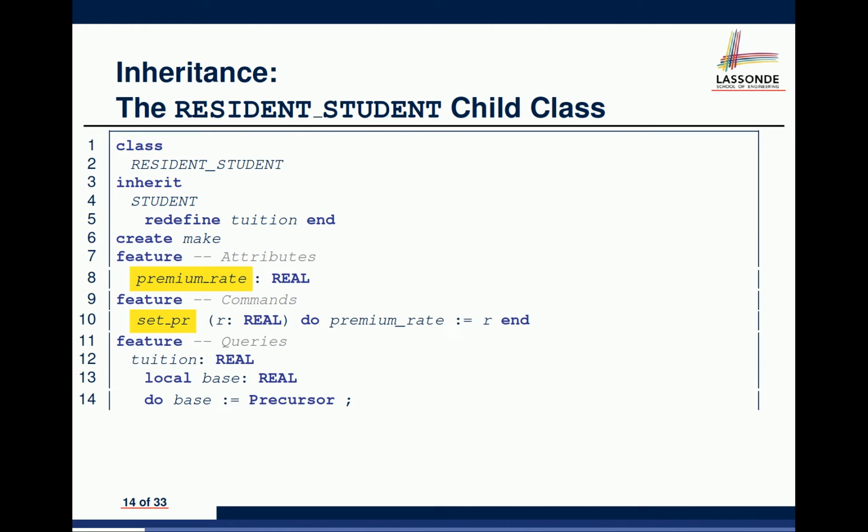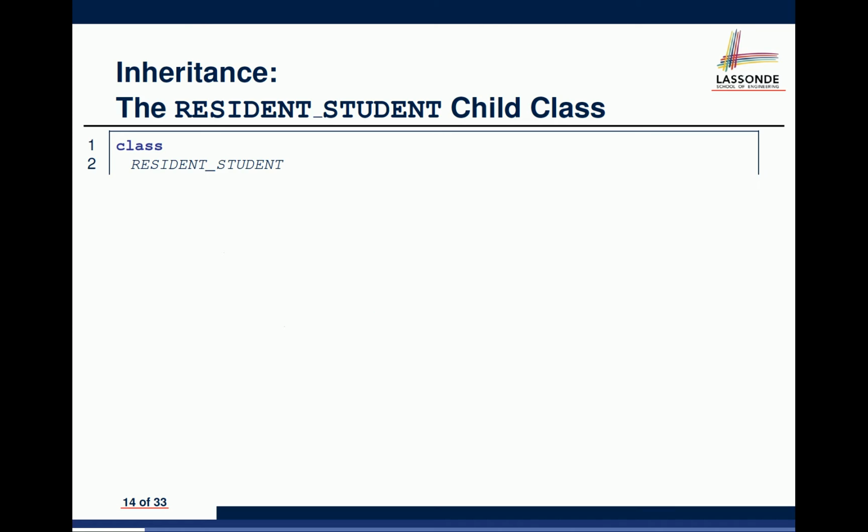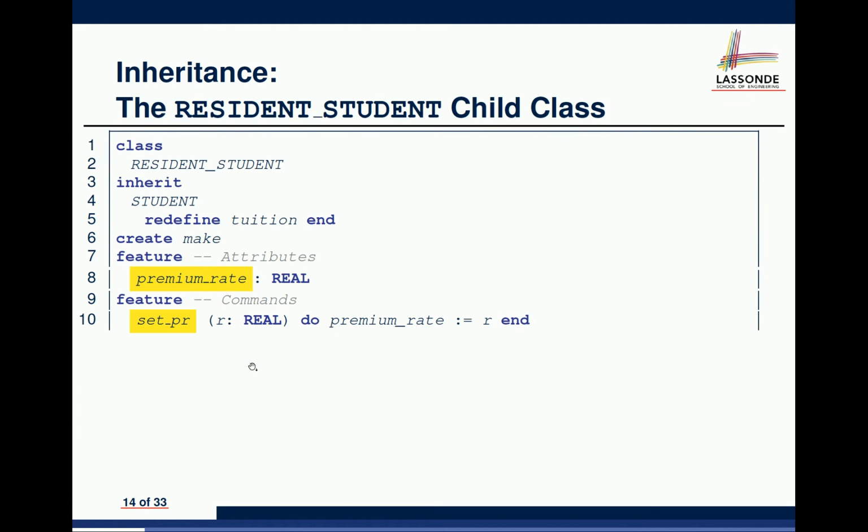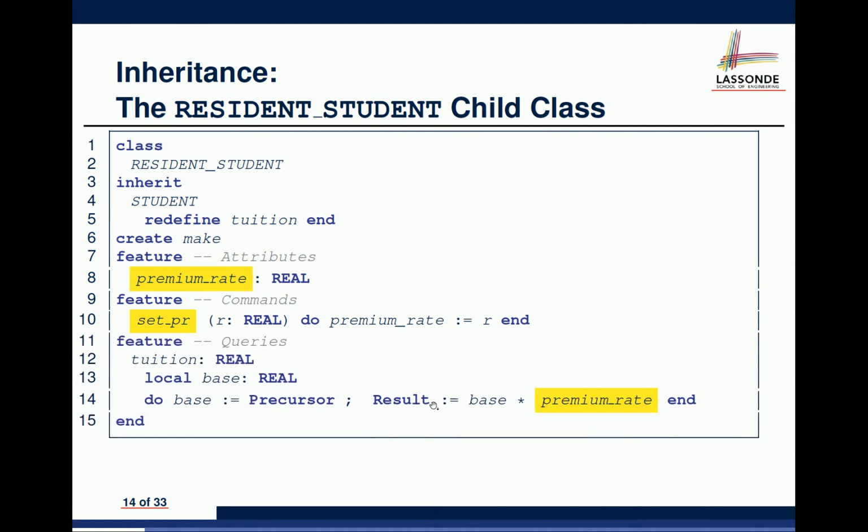So now you can see this is a keyword you may have to use later for your developments. It's called precursor. What precursor means is I want to call the version of this particular query, which in this case is going to return a real. Which version am I going to call? The superclass. I'll just go back to the superclass and call this particular tuition. Call that first, that's the common part. And after I have done that, I'm going to apply something extra that's specific to the resident students.